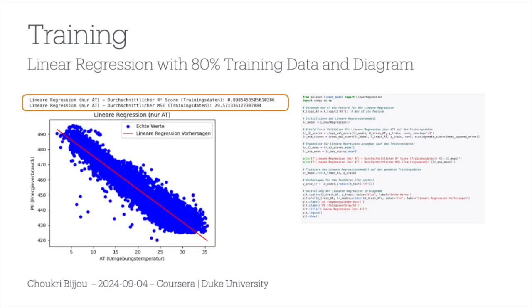To confirm this interpretation, we can train a linear regression model using only the AT feature. Here again, we output the R-squared score, the MSE metric, and the corresponding chart. The result shows an R-squared score of 0.9 and an MSE value of 30. Both values are worse than our tree model, but still within the range of our target output metric.